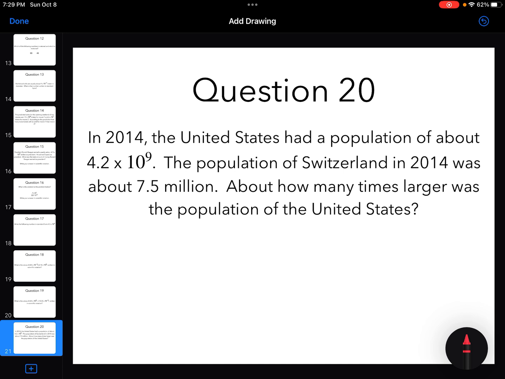Last question. In 2014, the United States population was 4.2 times 10 to the ninth. The population of Switzerland was about 7.5 million. About how many times larger was the population of the United States than Switzerland? All right, so 7.5 million. I have to think, what's a million going to look like? This is right off of our choice board.